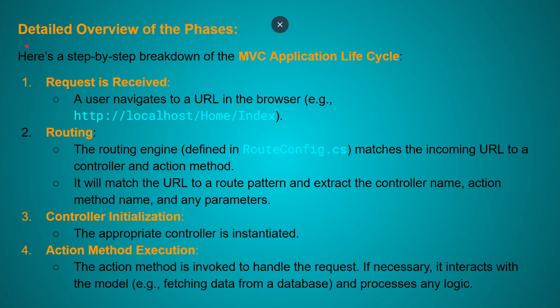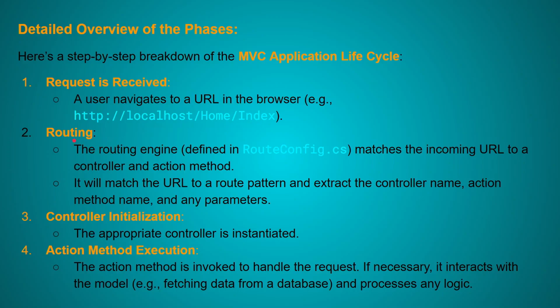Now we'll see the detailed overview of the phases. Here is a step-by-step breakdown of the MVC application lifecycle. First point is request is received. A user navigates to a URL in the browser. Let's look at the example, http://localhost/Home/Index. Here this is a domain, Home is a controller and Index is an action.